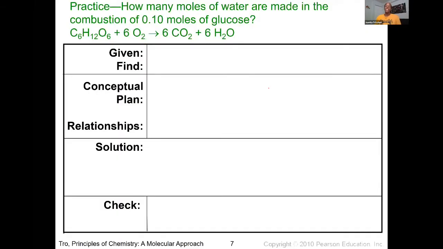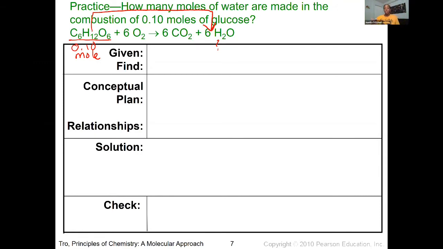Okay, so let's try this in a problem. It says, how many moles of water are made in the combustion of 0.1 moles of glucose? And glucose is our carbon compound right here. I typically will go ahead and write the values right under it, just so I can make sure I'm focusing on the parts of the equation that I care about. So I know I have 0.1 moles of glucose, and I want to know how many moles of water are made. And if I were to draw my bridge, I know it's going to look something like this.